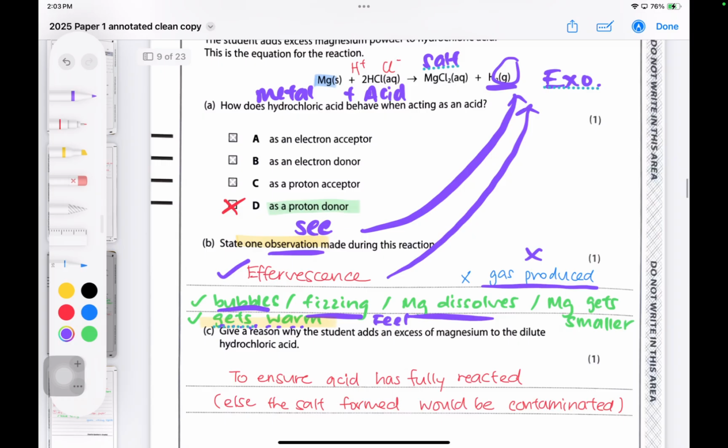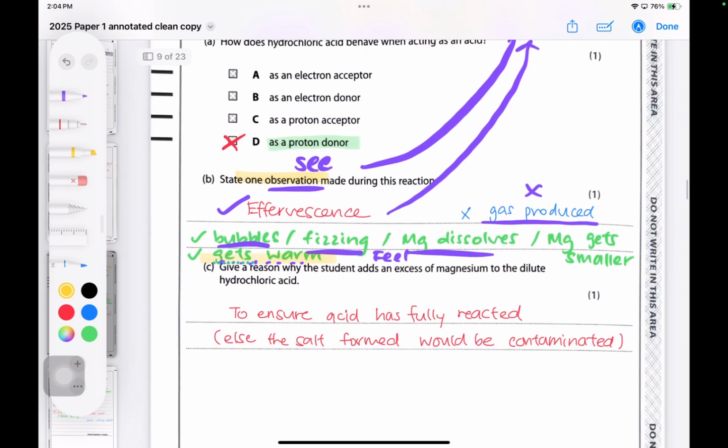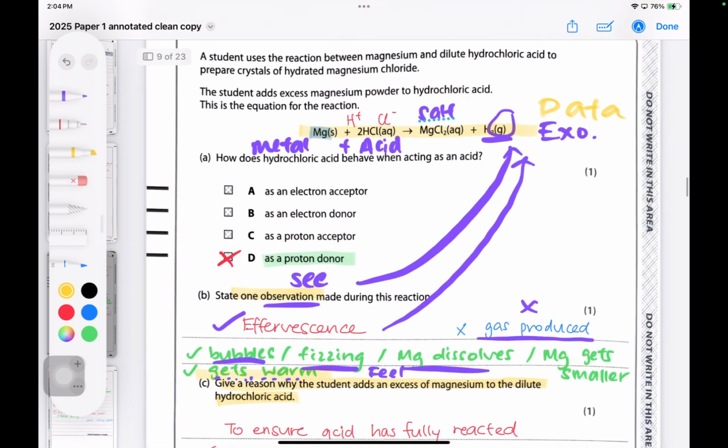So if you're ever stuck, okay, use the equation to guide you. This equation is what I call data. They are clues, they are contextual clues, like what you do in English. In the whole passage, you look for contextual clues. It's the same. Chemical equations here are the contextual clues to help you solve a question in chemistry. Right, next question here. Give a reason why students need to add excess magnesium to hydrochloric acid.